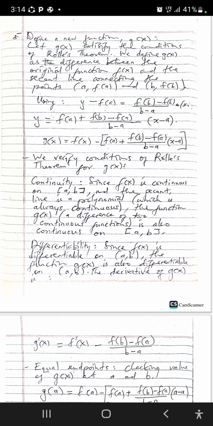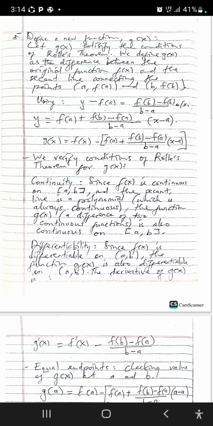The function g of x, what is g of x? A difference of two continuous functions. So now, if you have a function which is continuous, and you're subtracting a function which is continuous, then even your answer will be continuous, because it is coming from two continuous functions. If a function is continuous and you subtract something which is also continuous, even your answer will be continuous. That is the case.